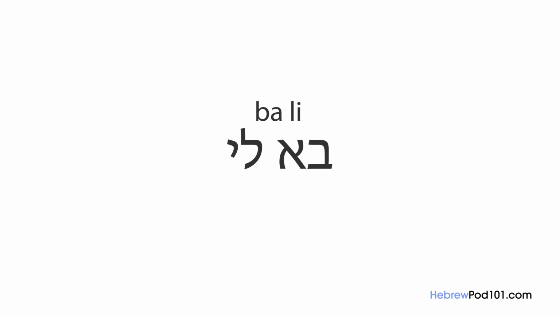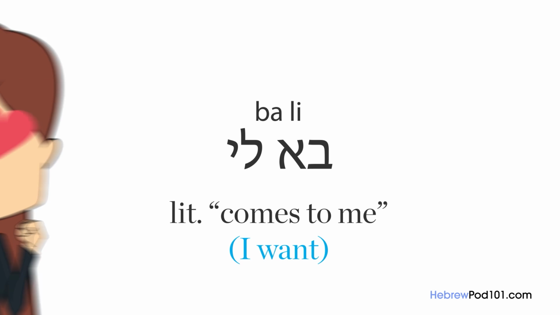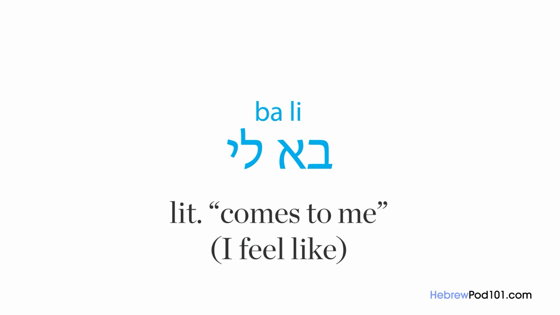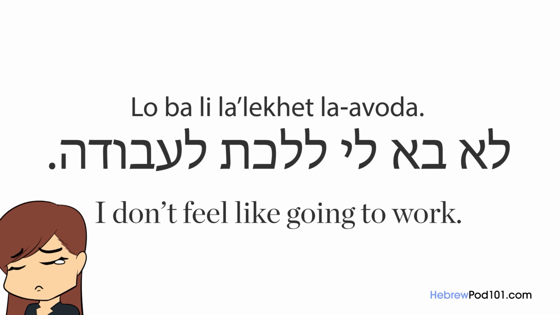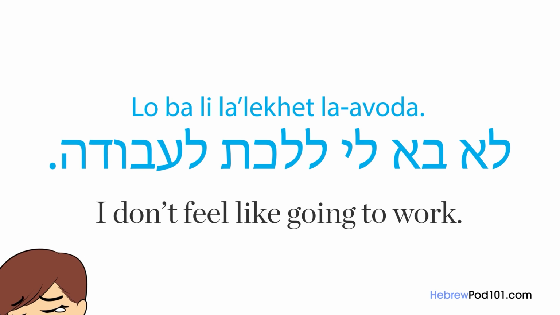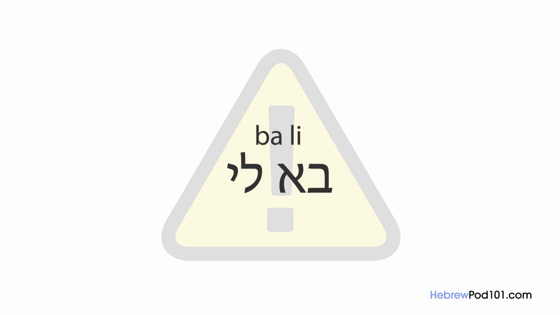Our last idiom represents a life philosophy. Ba li. It literally means comes to me. But it means something like, I want, with a whimsical edge to it, a lot like the expression, I feel like. It was considered a children's idiom, but quickly became common among people of all ages. You can use it with nouns like, בא לי pizza, I feel like eating pizza. Or with verbs like, לא בא לי ללכת לעבודה, I don't feel like going to work. Note that this is a slightly cheeky expression, so you shouldn't use it in formal situations or with people you don't really know. It can come off as rude.